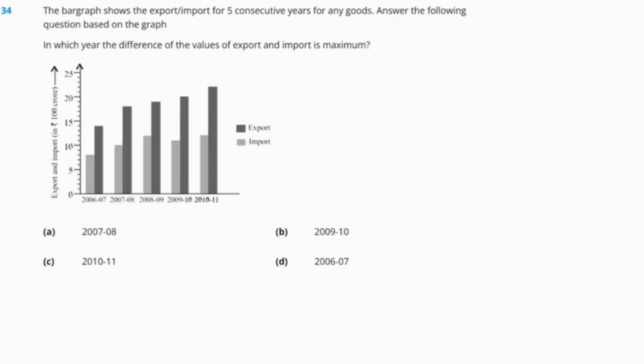The next one is saying the bar graph shows the export and import of 5 consecutive years for any goods. Answer the following questions. In which year is the difference of the values of the export and the import maximum? For that we need to figure out the differences between the bars. On the basis of that, we can see that in 2010 and 11, the difference between these two bars is the maximum. Okay, so option C needs to be the correct answer.